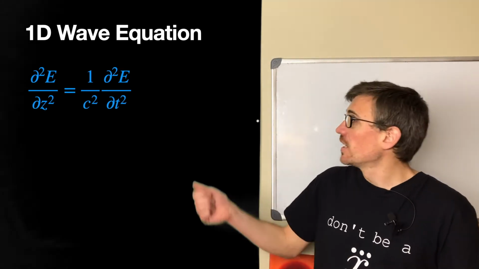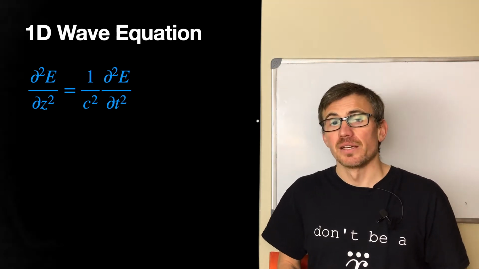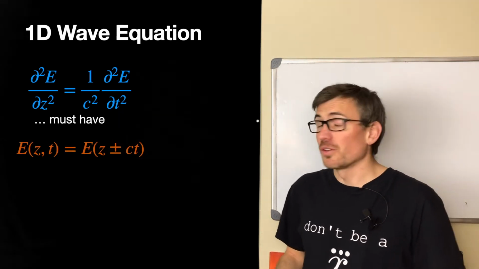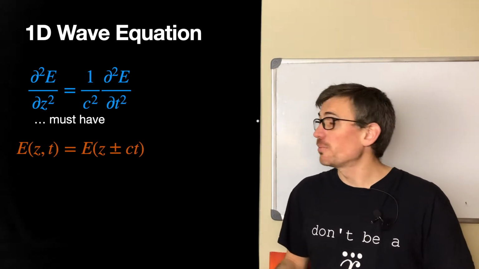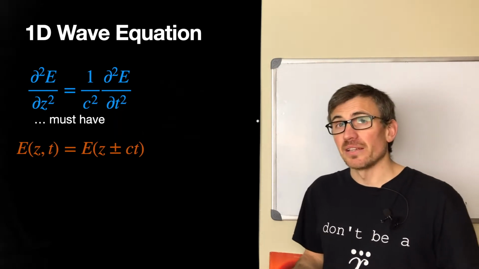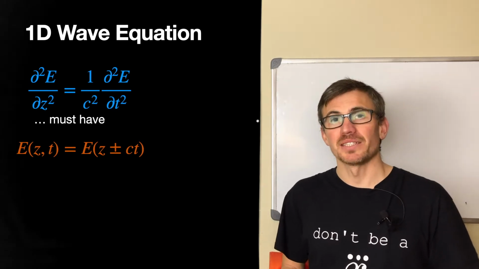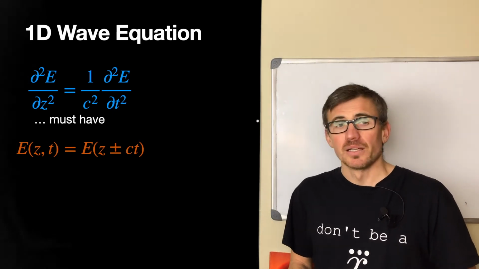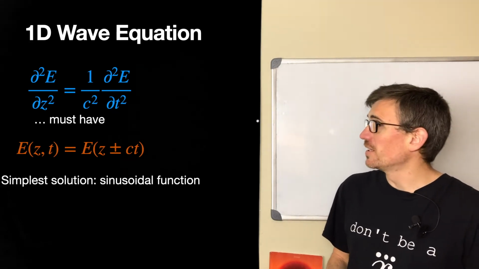All right, so instead of having a gradient, we just have a derivative with respect to z. And last time we found out that in order to satisfy this wave equation, this E of z and t had to be of a specific form, namely that z and t were related through one variable, z minus, plus or minus really, c times t. Okay, so given that, the simplest solution we might find for that is a sinusoid.